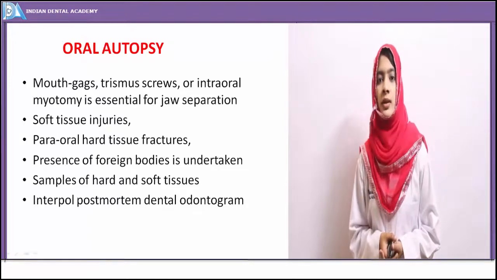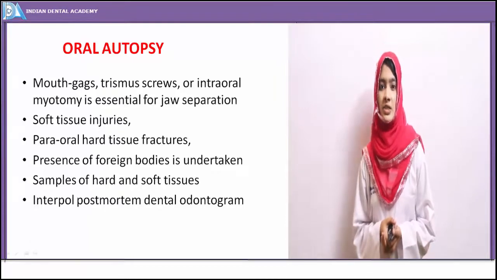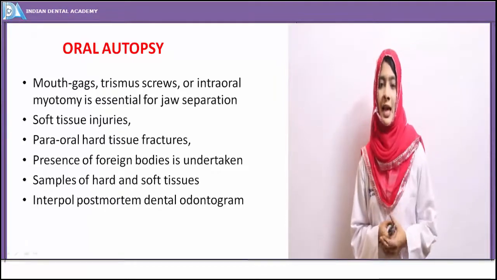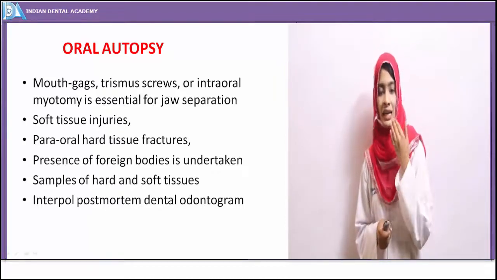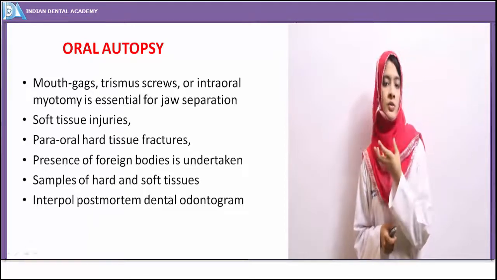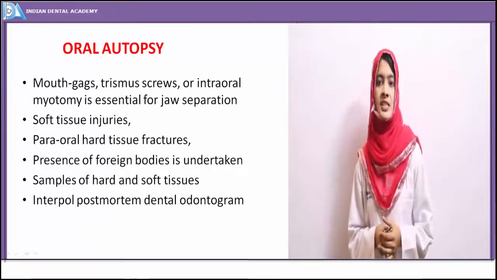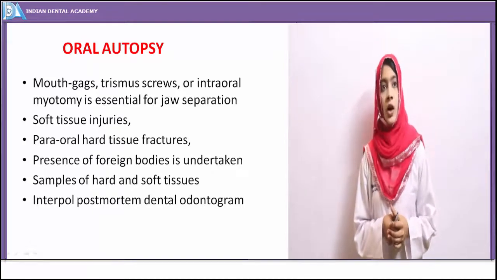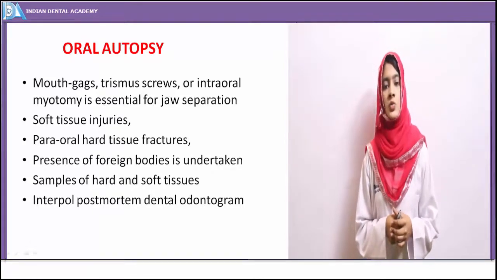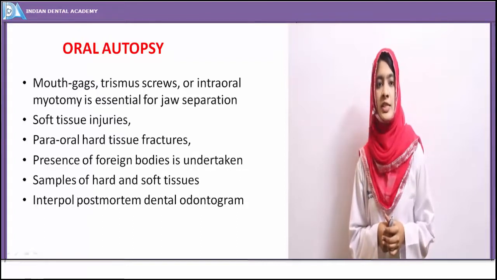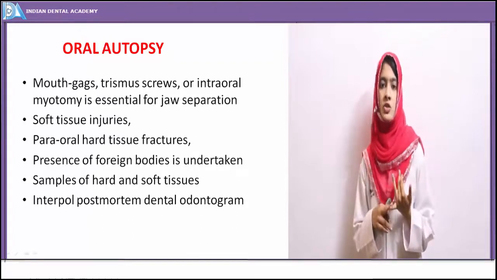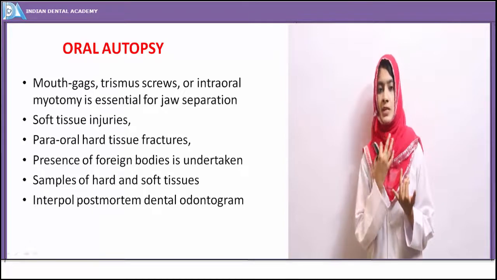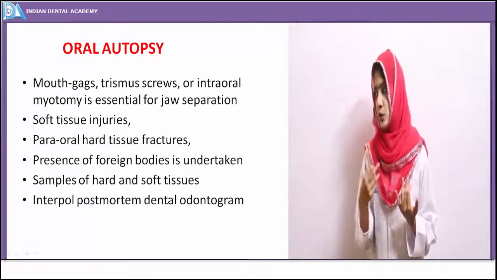And if the tongue is restricting your examination procedure, the tongue, the floor of the mouth along with a few of the soft tissues are excised, and the tissues are examined. And what features are noticed in oral autopsy? First, you'll see the external soft tissue injuries present, the tissue injuries present intraorally and extraorally.